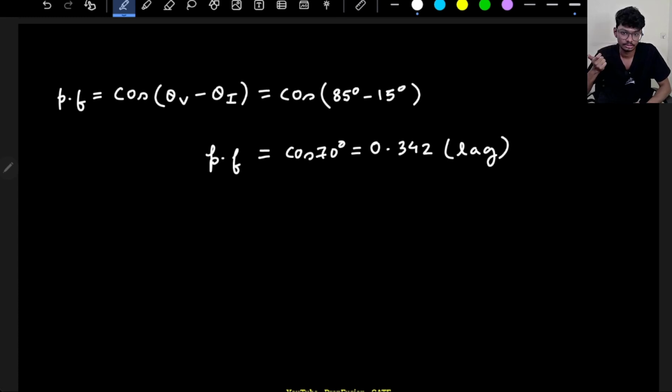What you have to remember is that I can write the same expression with the actual definition of power factor, that is P by magnitude of this S. This will always be valid.